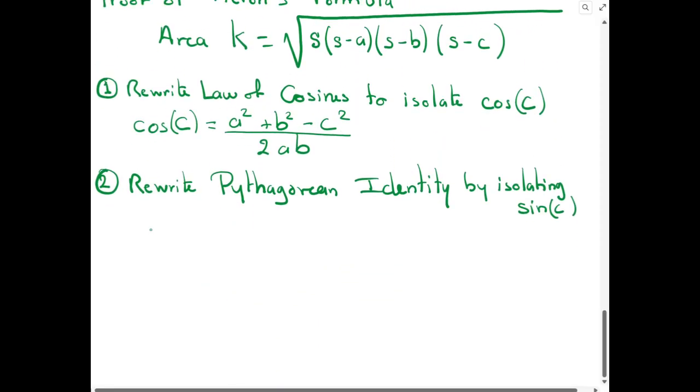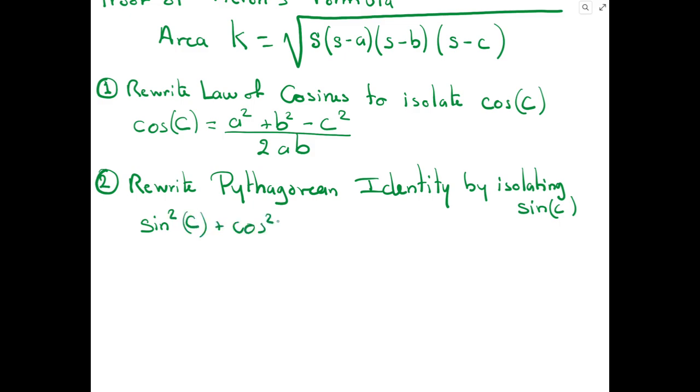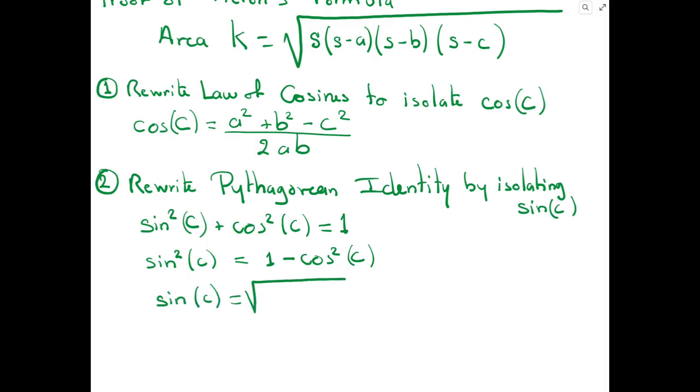We're going to start with sine squared of angle C plus cosine squared of angle C equals 1. So I'm going to subtract the cosine squared. And now I want sine, not sine squared, so I'm going to take a square root. So sine of angle C is equal to the square root of 1 minus cosine squared C.